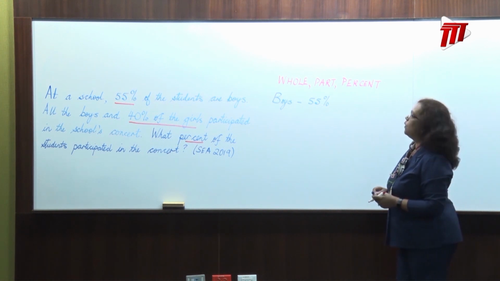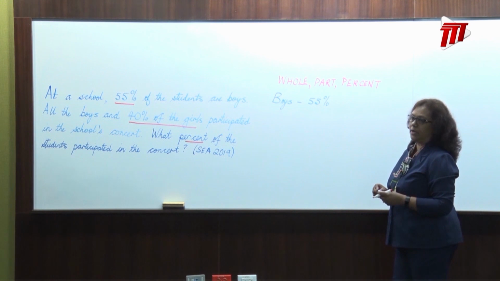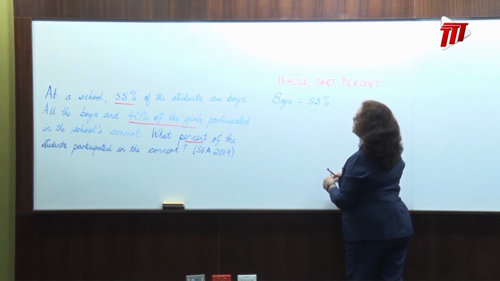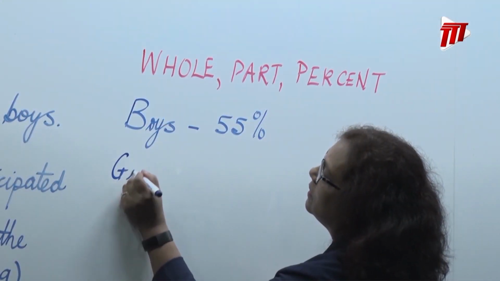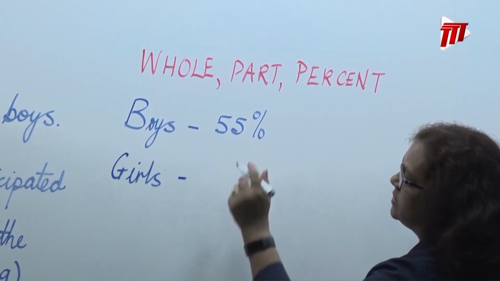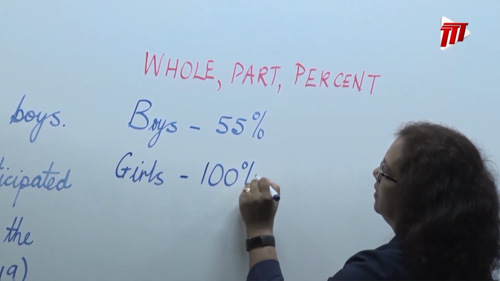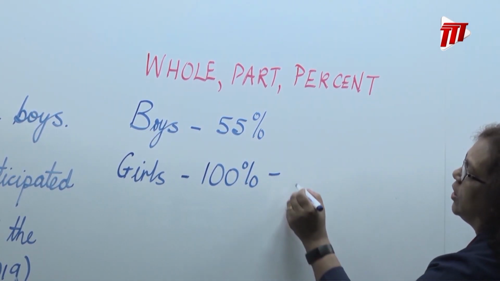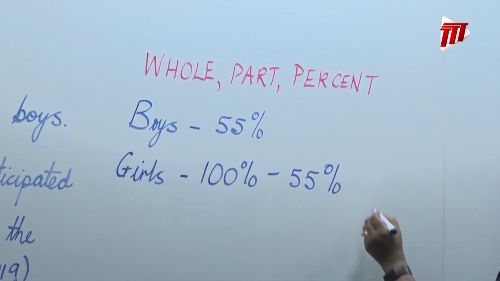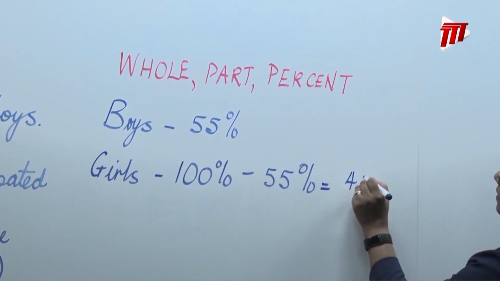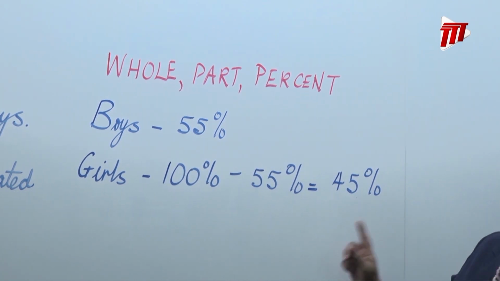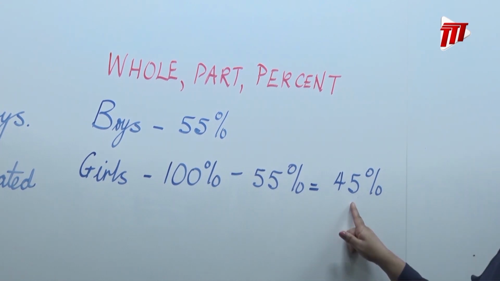As we mentioned before, the whole is always represented by 100%. 100% is the whole. So the percent of girls in the school, to calculate that, we are going to subtract 55% from 100%. And that is going to give us 45%. So what we have found so far is that 45% of the students are girls.